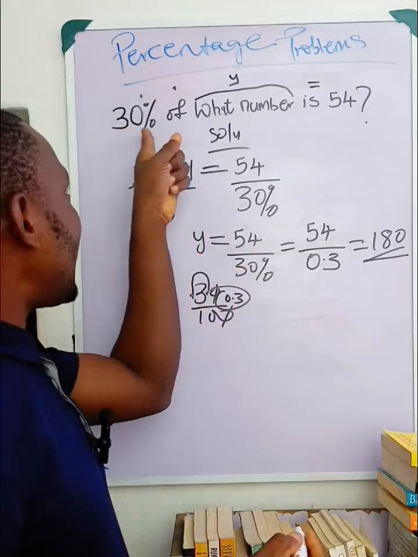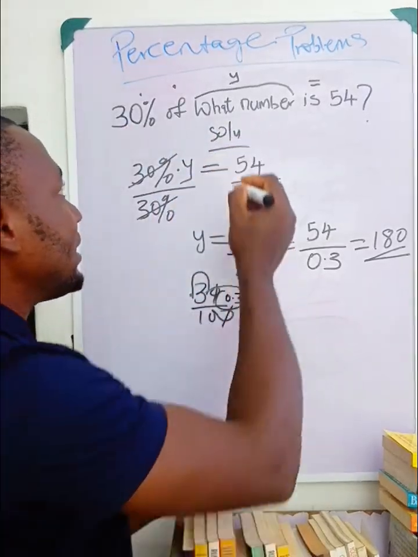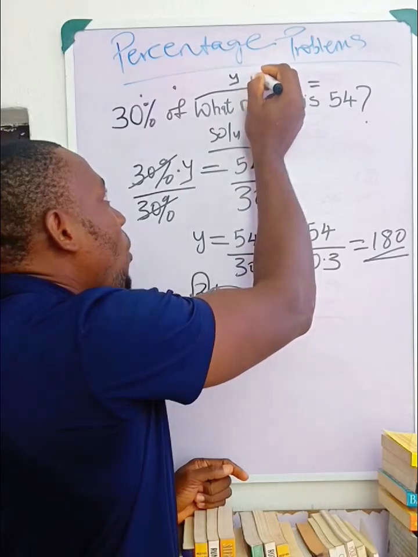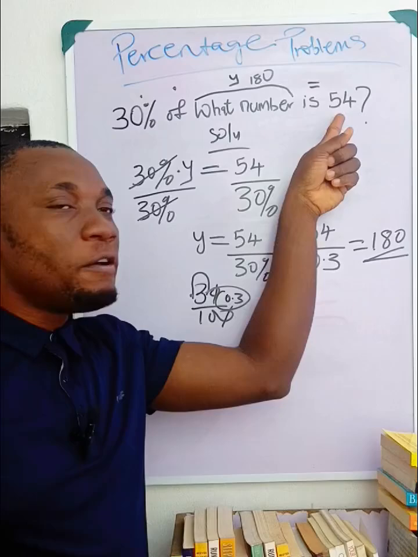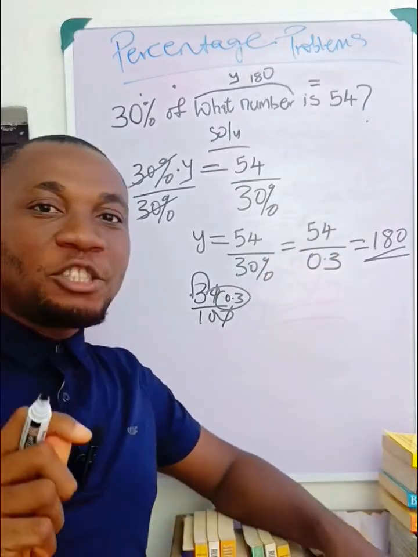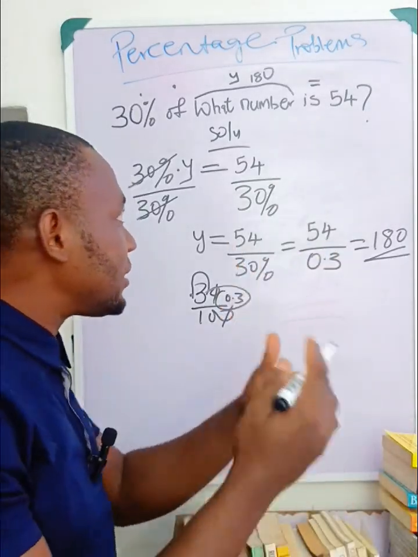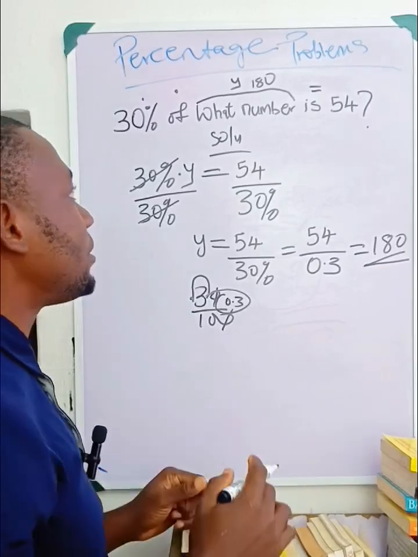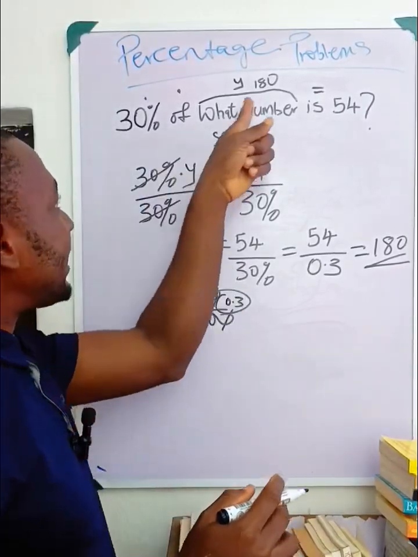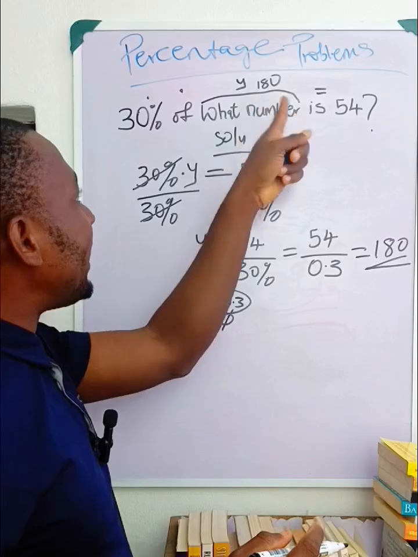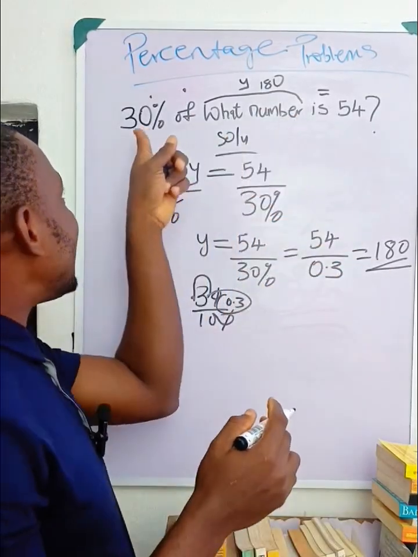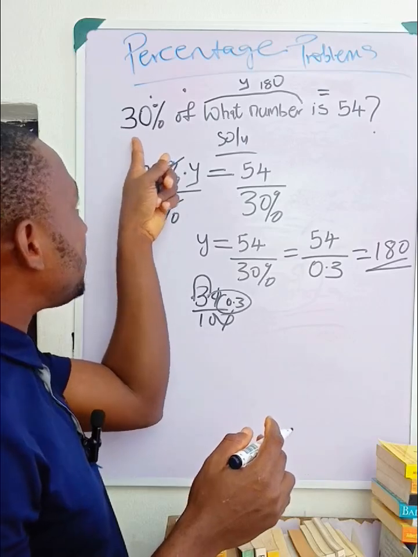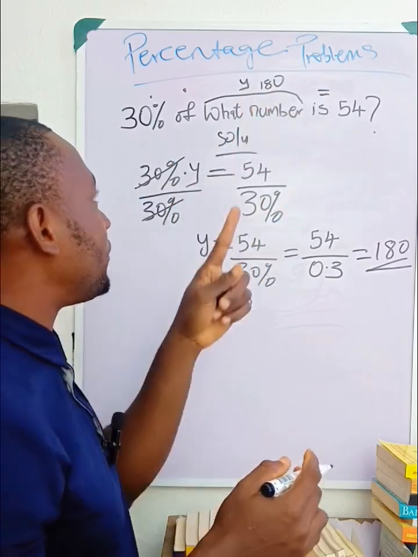Therefore, 30% of what number? That number is 180. Is equal to 54. Let's do a little fact check. Let's make it real. If we are saying that 30% of 180 is 54, let us also find the value of 30% of 180, if it will give us 54.